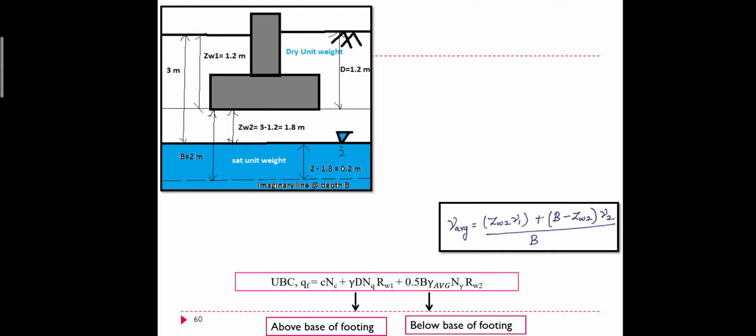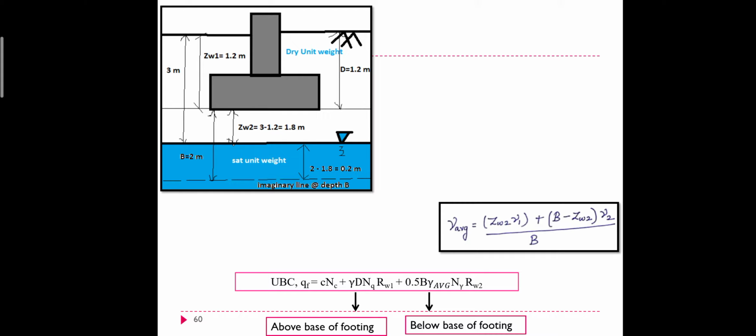You have to draw this. ZW1 is equal to how much? It is always from the ground level to the base of the footing. That is ZW1, which is 1.2 meter. And we need ZW2.